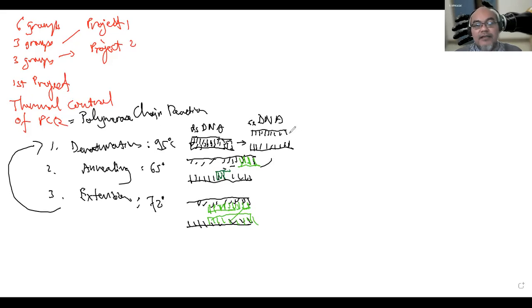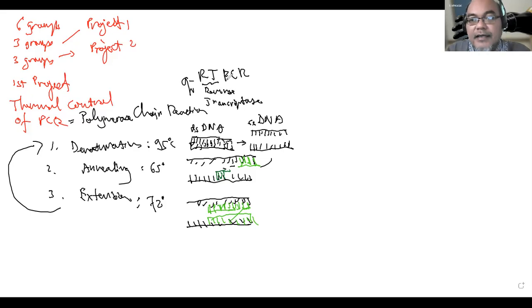In the case of COVID-19 diagnostics, what they usually use is quantitative RT-PCR. The RT here stands for reverse transcriptase. Why reverse transcriptase? Because we know that the SARS-CoV-2 virus, the virus that causes COVID-19, is basically an RNA virus. PCR cannot amplify RNA directly. So the RNA is first reverse transcribed into DNA, and then the DNA is amplified with PCR. That's why it is called RT-PCR. The Q here stands for quantitative.